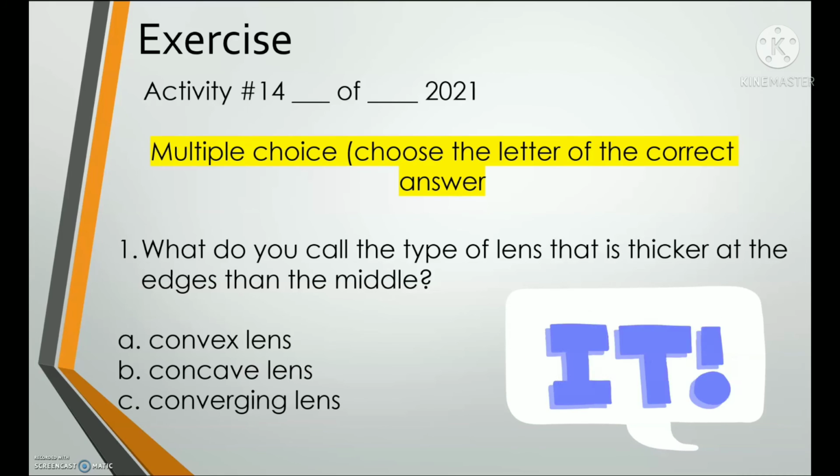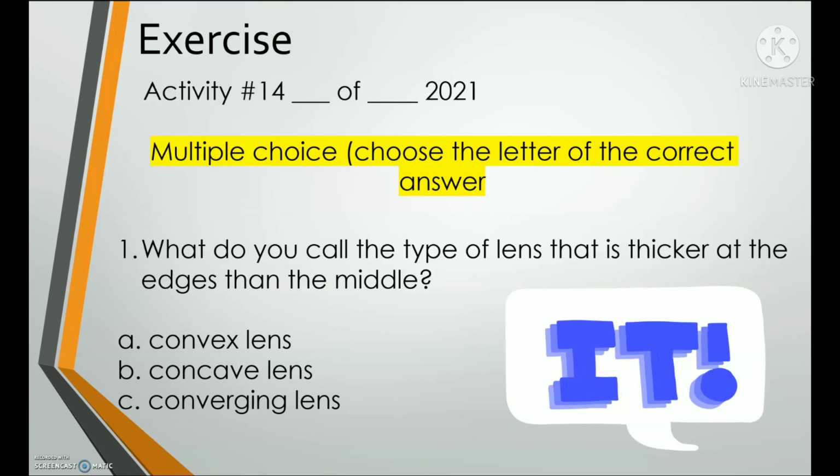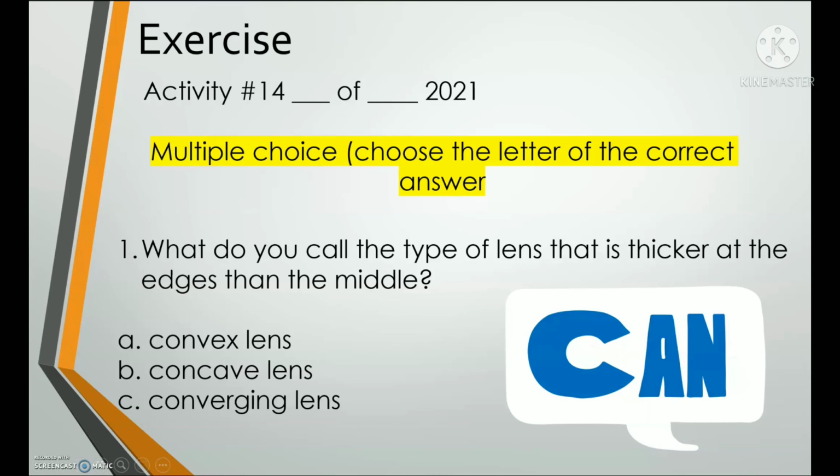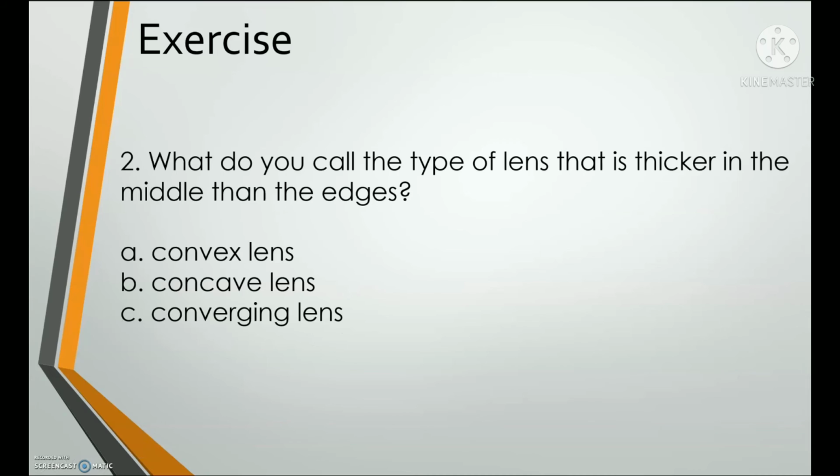A. Convex lens, B. Concave lens, or C. Converging lens? Number 2. What do you call the type of lens that is thicker in the middle than the edges?